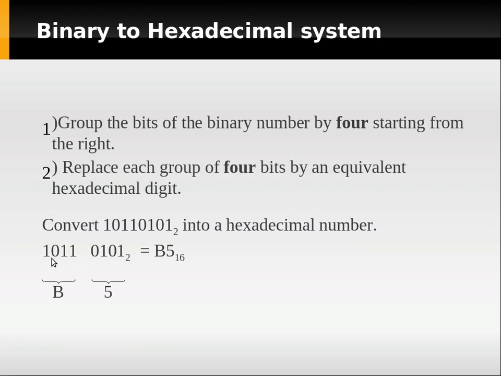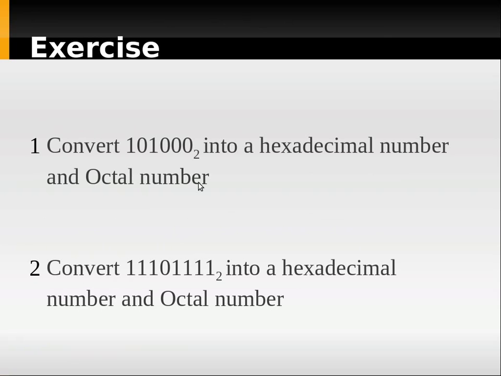So here 1011 is nothing but 11. How are we going to represent 11 in hexadecimal? By using an alphabet, that is B. And 0101 is nothing but 5, so the equivalent value is B5 in hexadecimal for this binary form. So this is how we are going to convert the given binary into the hexadecimal system. Now let us see an exercise.